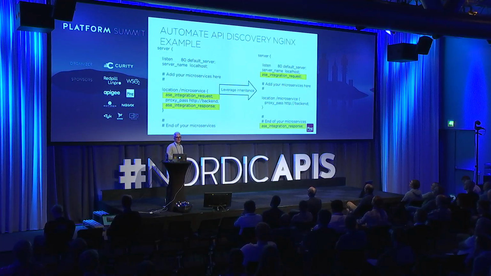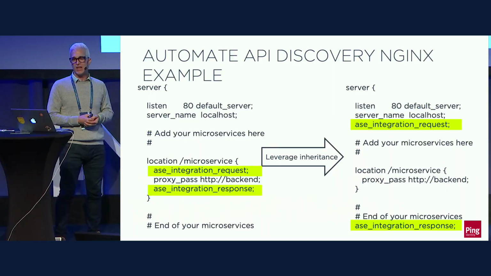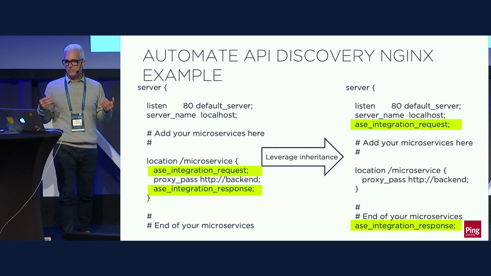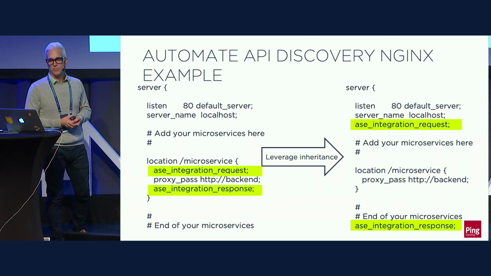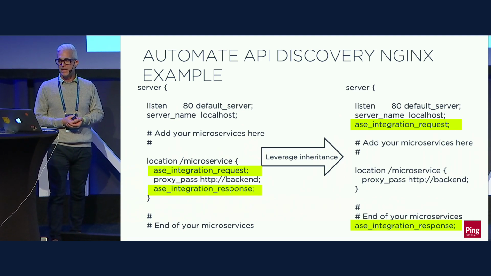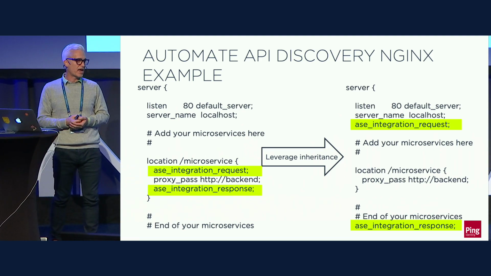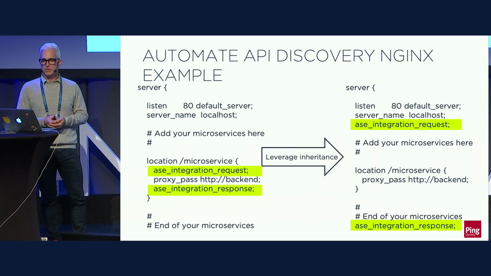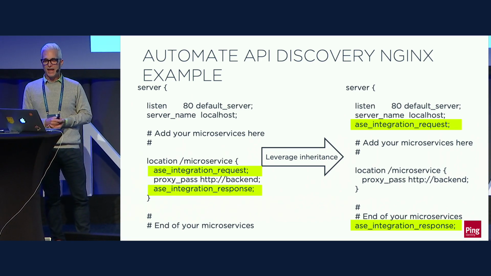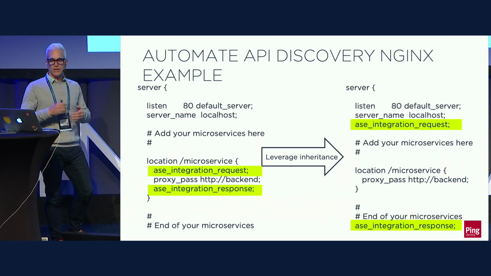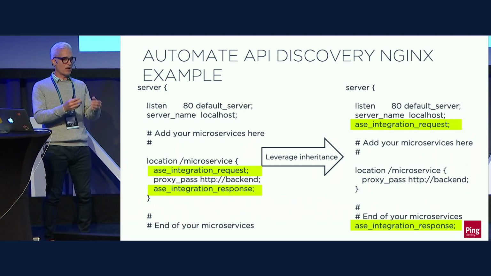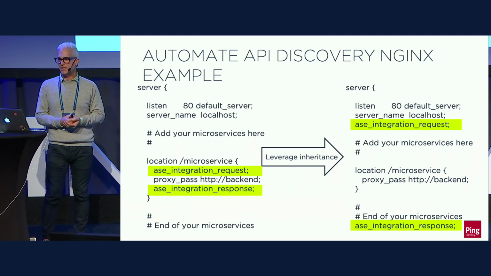Back to tapping wide, it's important to automate the API discovery. And here's an Nginx example. So on the left, you've got the standard documented way of hooking up Ping Intelligence for APIs in an Nginx configuration. So if you're familiar with Nginx, that's what your Nginx conf would look like. You would add this ASC integration request, ASC integration response. You would wrap your proxy around that, and that would allow for the collection of that metadata.